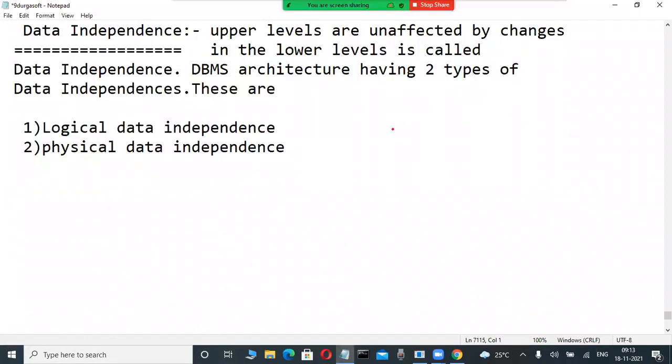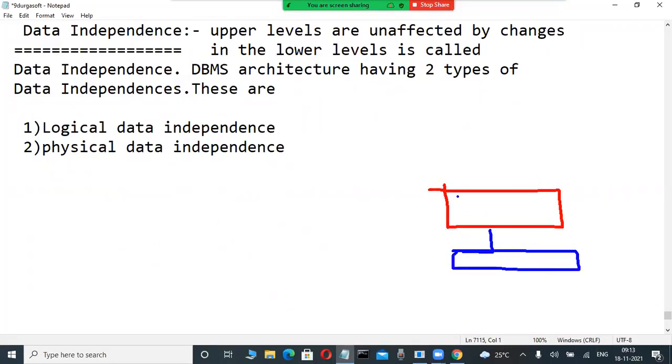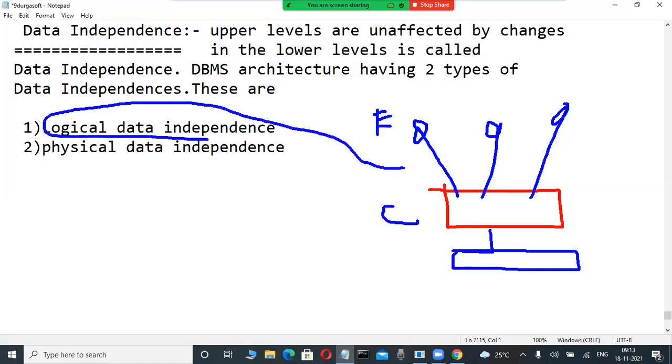What is logical? What is physical? Suppose here, this is a conceptual level, no? What is the conceptual level? Today I will tell you. And here, this is an internal level. In the conceptual level, so much data is there that it is not required to access all of it; some types of data are meant only for developers. For computational purposes, this external level is there. External level to conceptual level is called logical data independence.